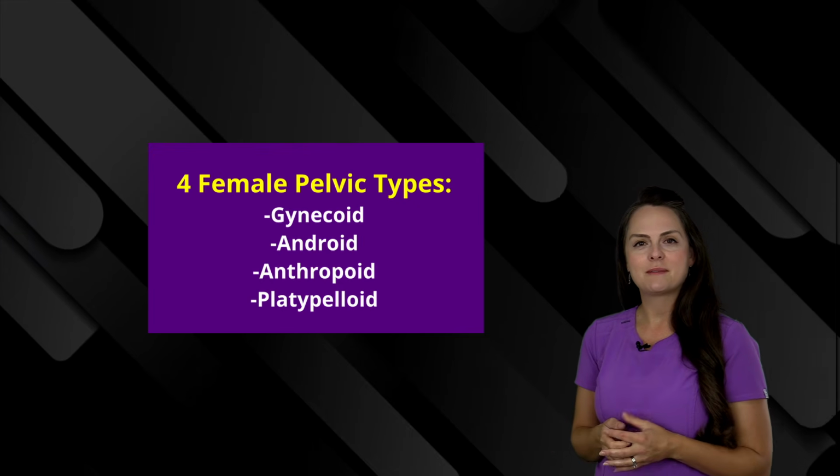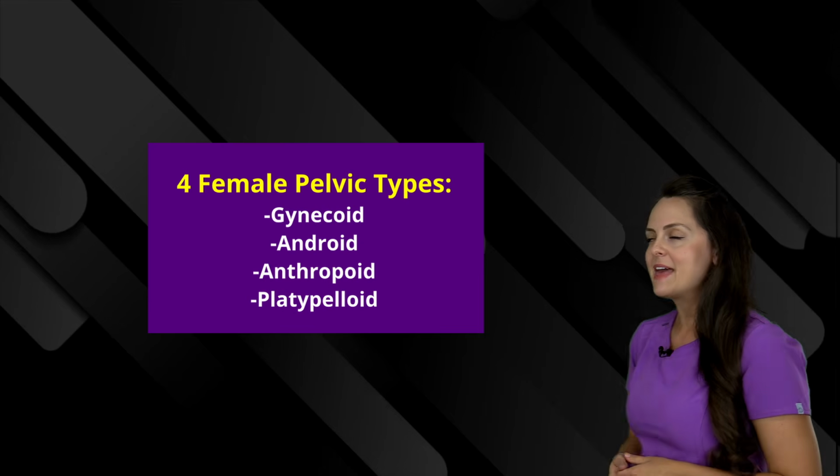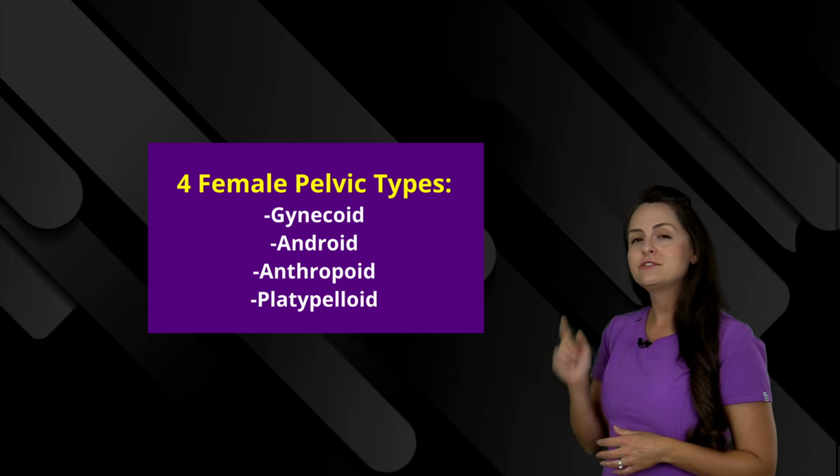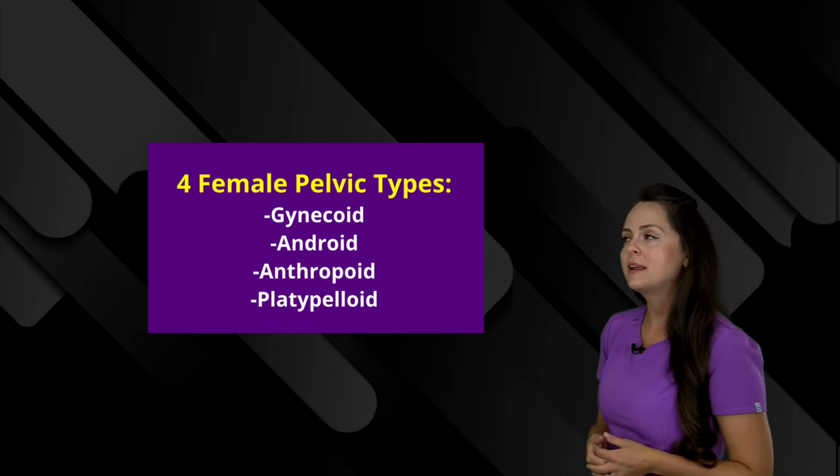So let's get started. There are 4 different female pelvic types that you want to know for your maternity exams, and that includes gynecoid, android, anthropoid, and platypelloid.